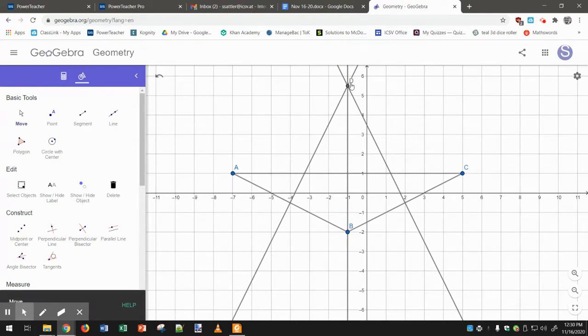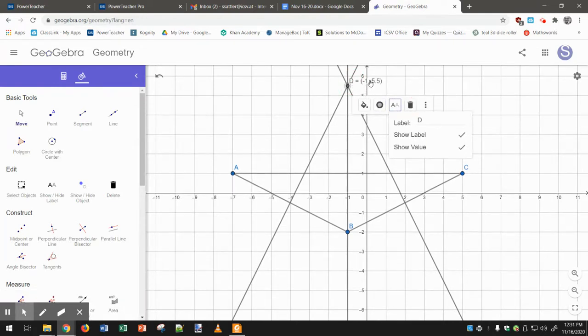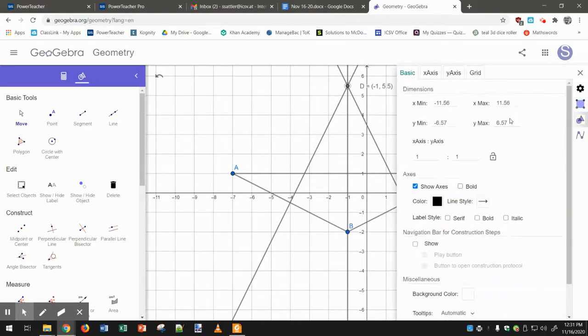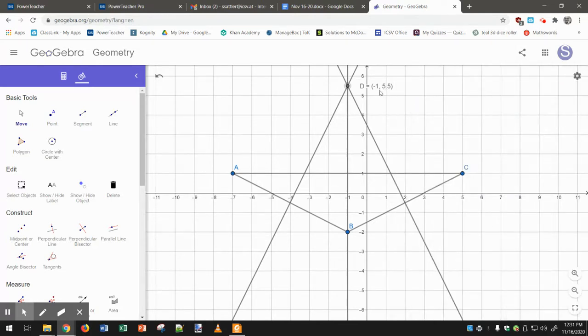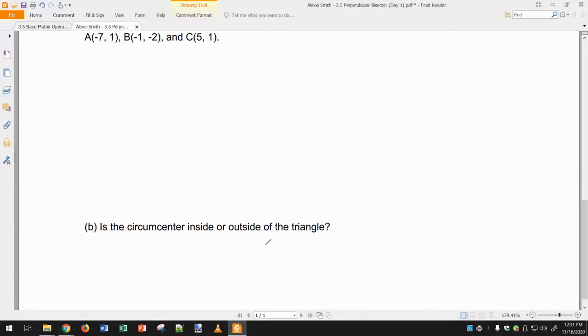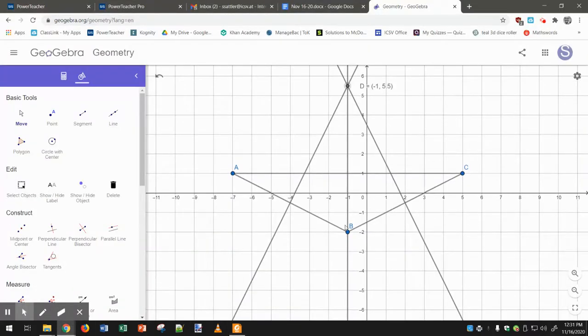So the coordinates of this point should be negative 1 and 5.5. Let's just make sure GeoGebra isn't rounding. That's to 5 decimal places, so this should be exact. Negative 1, 5.5. And we can see it's outside the triangle, so that was the answer to this: is the circumcenter inside or outside? So how could we answer this without looking at the triangle?